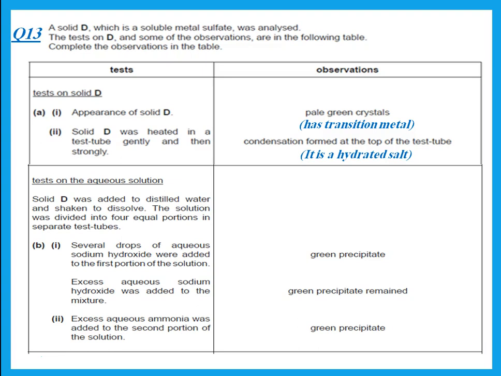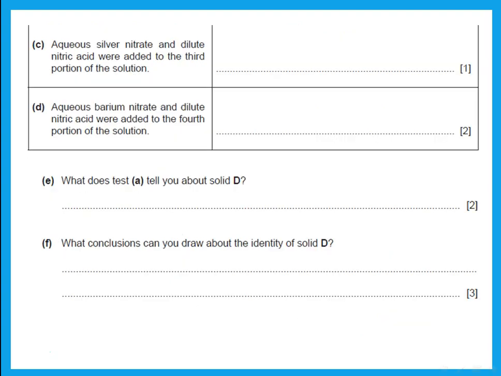So several drops of aqueous sodium hydroxide were added and he got a green precipitate. And when he added excess, the green precipitate remained. When he added excess aqueous ammonia, he also got a green precipitate. Now, which one gives a green precipitate insoluble in excess with both? It's iron 2. So that means that I have iron 2.